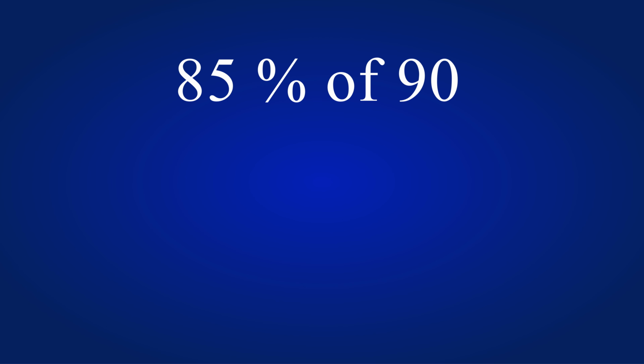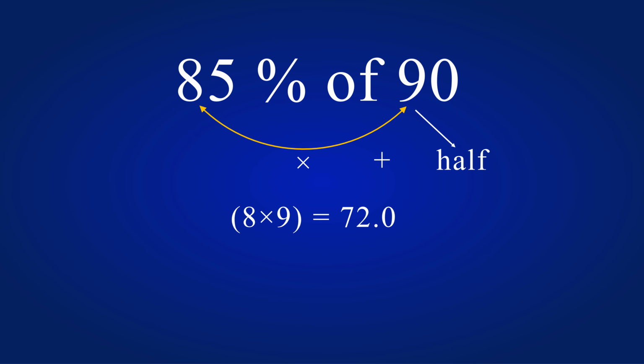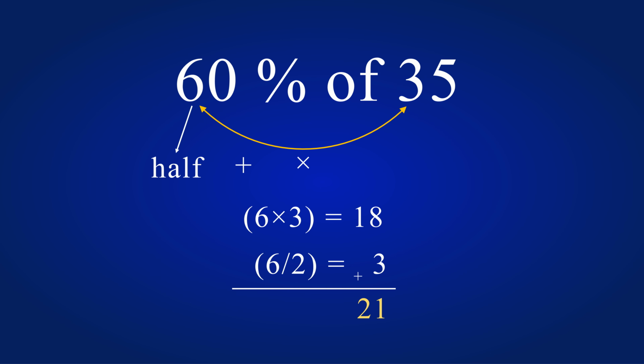Now 85% of 90, 8 times 9 is 72 and half of 9 is 4.5. Adding them will be 76.5, which is 85% of 90. Now 60% of 35. 6 times 3 is 18 and half of 6 is 3. 18 plus 3 is 21, which is 60% of 35.